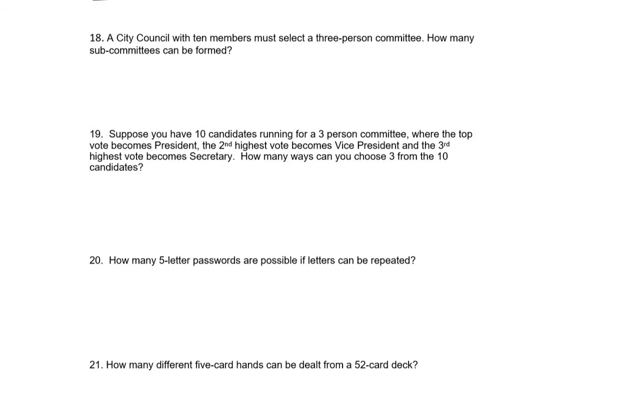Both of these problems I'm choosing from one group and repetition is not allowed. I'm choosing from 10 options from 10 people, and I'm choosing 3 of them. With problem 18, I'm just choosing a committee. I just want a group of 3 people. That is a combination. Down here, I have a vice president, president, and a secretary. So each person is assigned a certain role. That is a permutation. So up here I have 120 different groups, and here I have 720 different ways that I can get those 3 people into those 3 offices.